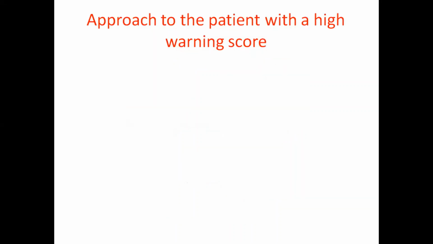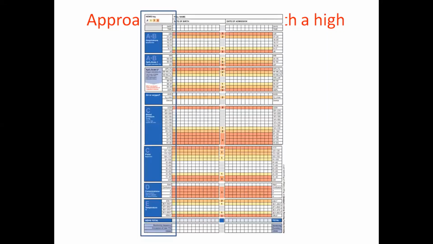So in terms of an approach to the patient with a high warning score, I'm going to take you through the ABCDE approach. This is the simplest approach to use, and it's the most thorough approach to use. The NEWS2 chart has been designed in such a way that it takes you through the ABCDE, looking at the chart itself.